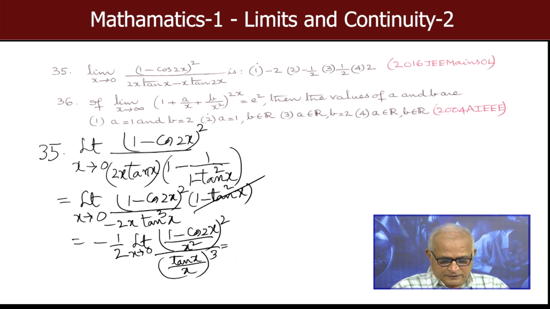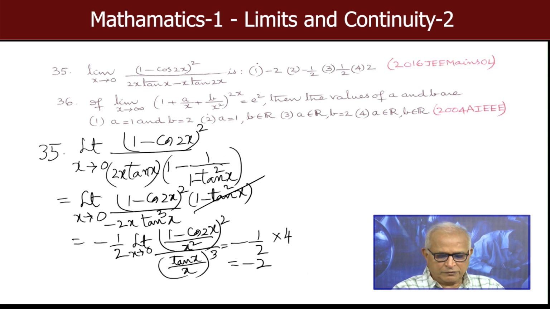See, this 1 minus cos 2x by x square has a limit 2, because 1 minus cos 2x is 2 sin squared x by x square. So, that is 2 square, 4. So, minus half into 4 by 1. Of course, this is minus 2, which is the first option.